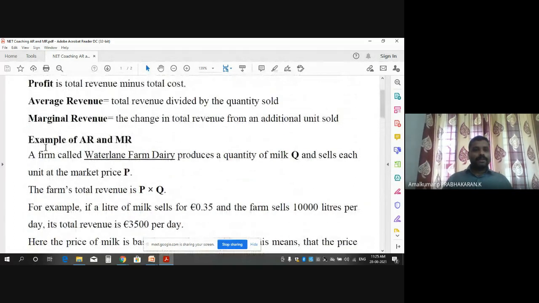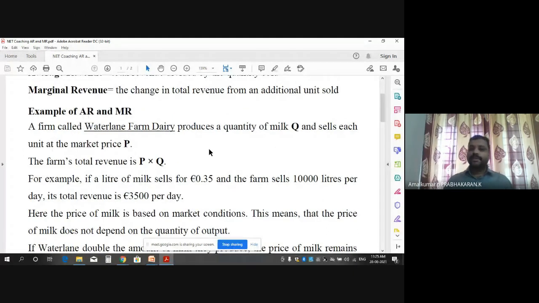For example, take a firm called Waterline Farm Dairy. This is the name of a particular company, and this example is taken from a foreign book. The Waterline Farm Dairy produces a quantity of milk Q and sells each unit at the market price P. They sell at a price level P.